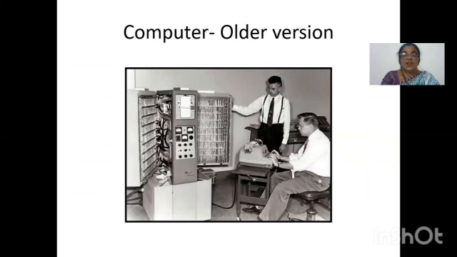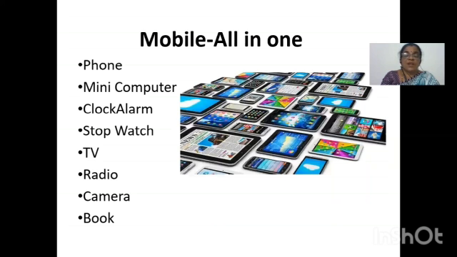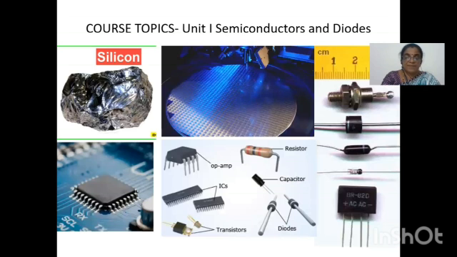How is the situation now? You all have the mobiles right now. So it's all in one. It can be your phone, it can be your computer, it can be your clock, alarm, stopwatch, TV, radio, camera, book, and so on. So, how did this transformation take place from huge devices to nano devices like this? All this credit goes to semiconductors, which forms the basis for the study of analog electronics.